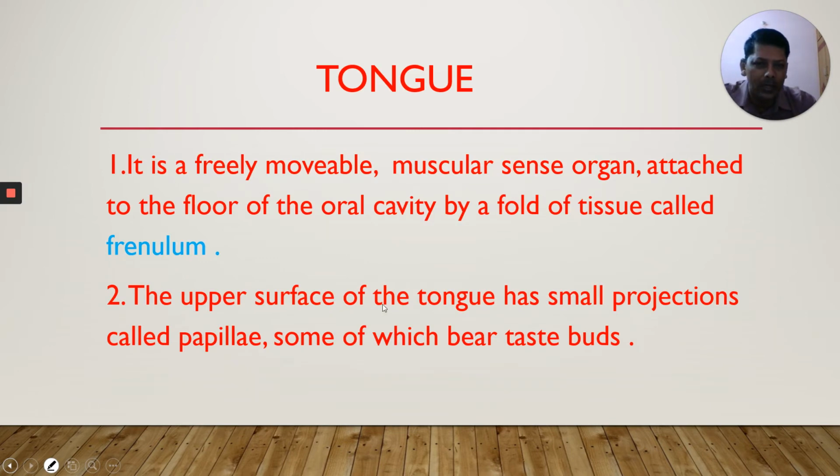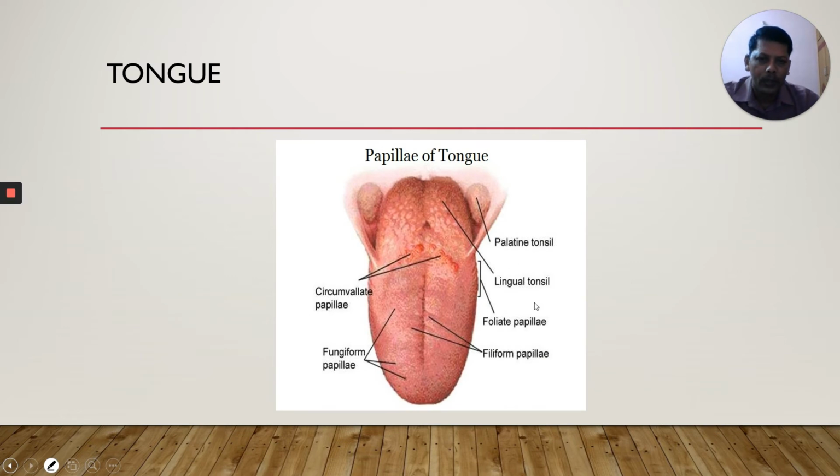The upper surface of the tongue has small projections called papillae, some of which bear taste buds. All the papillae do not have taste buds. Some of the papillae are absent in adults. Adults do not have foliate papillae. Foliate means leaf-like. These are absent in adults; they are present in children.